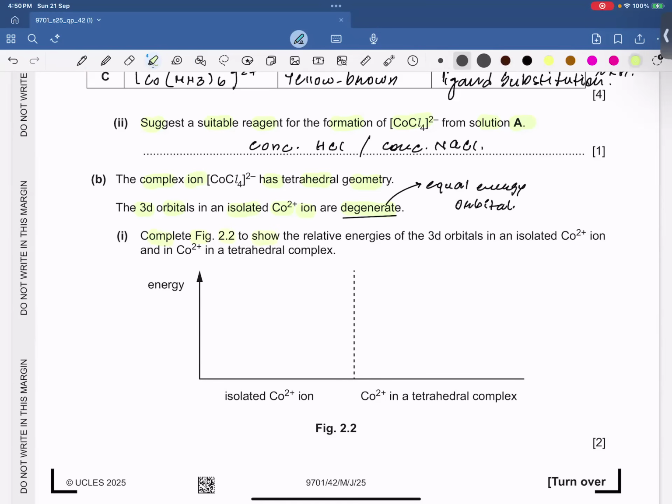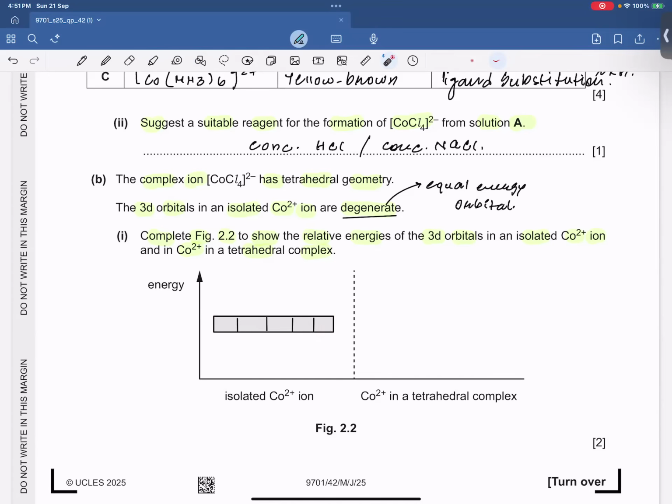Complete figure 2.2 to show the relative energies of the 3d orbitals in an isolated cobalt 2 ion and in a cobalt 2 ion in a tetrahedral geometry. So in an isolated scenario, this is dxy, dxz, dyz, dx squared minus y squared and dz squared. And all of them have identical energy, right?